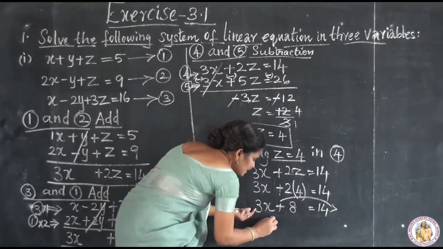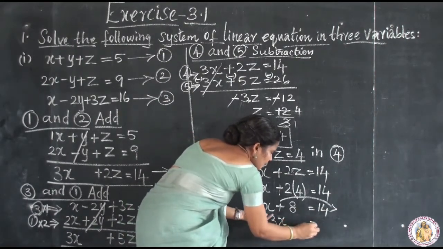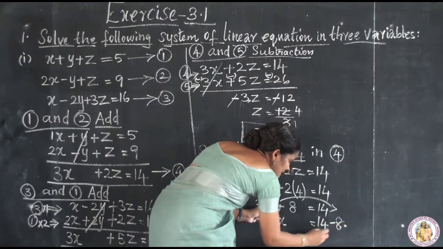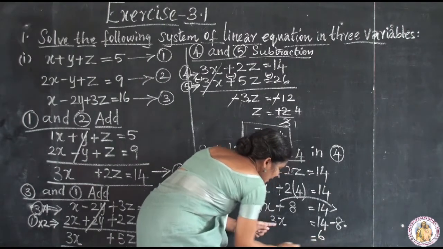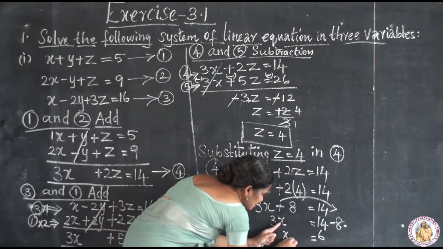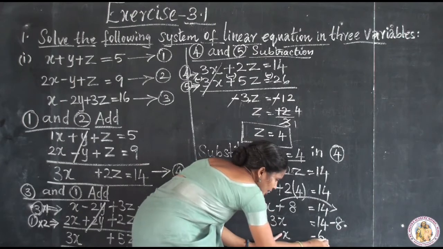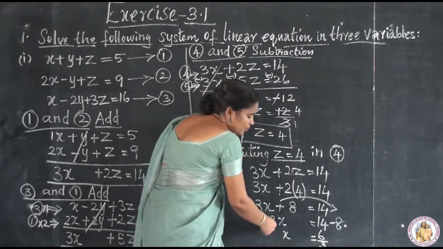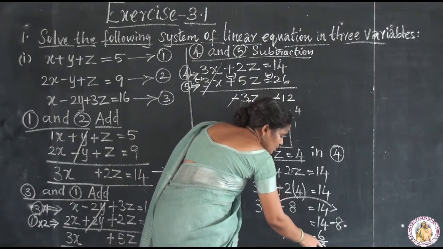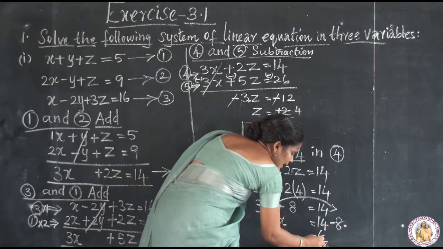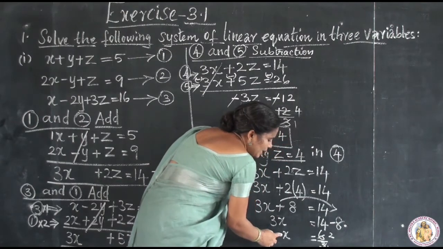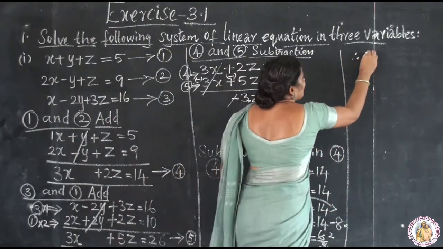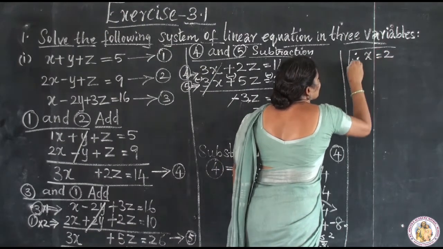Now take this plus 8 from the 3x to the right side: 14 minus 8. 14 minus 8 is 6. And keep this variable x. Take this 3 to the right side. Here it is a multiplication sign, while it moves to the right side, it goes for division. 3 ones are 3, 3 twos are 6. Therefore, x is equal to 2.